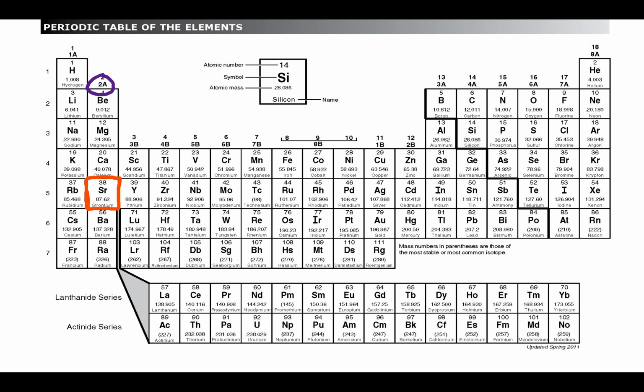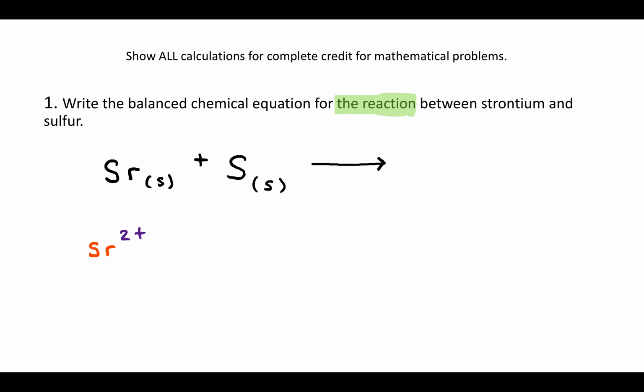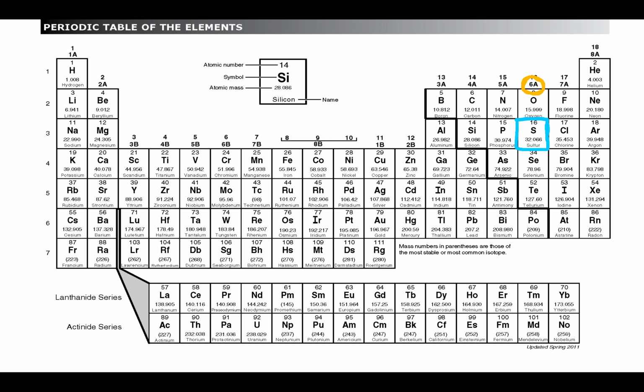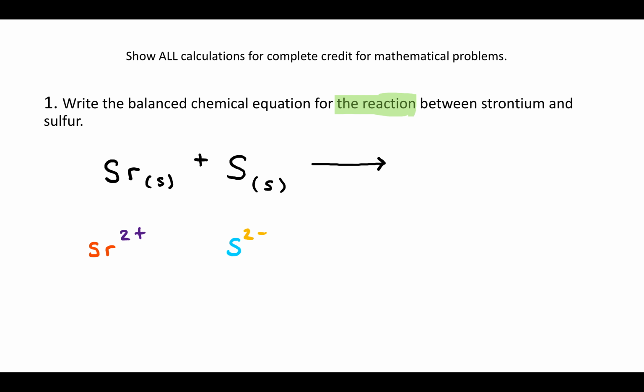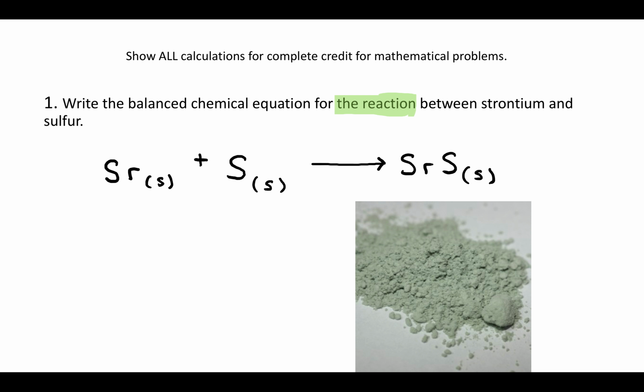So we can go to the periodic table, and we get the charge from the column that it's in. Strontium is in column 2A, so it's going to have a 2+ charge. And sulfur is in column 6A, so it's going to have a 2- charge. Those charges are the same, so you only need one of each element to balance the charges out. And so you just write SrS, that's the product, and that happens to be a solid. And so that's the equation.